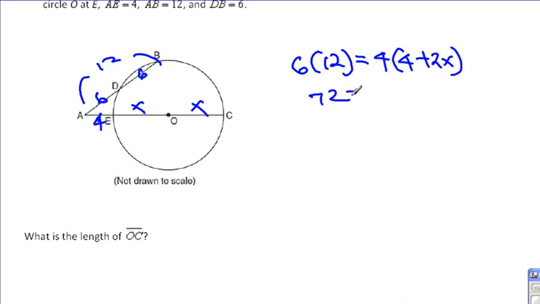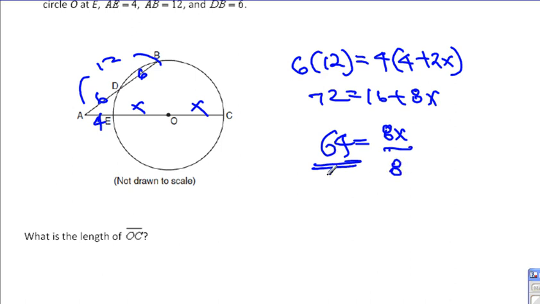And here we have 72 is equal to 16 plus 8x. Then let's look into that, 8x. What have we done so far? We have done 64. Now we need to divide by 8. X must be equal to 8.